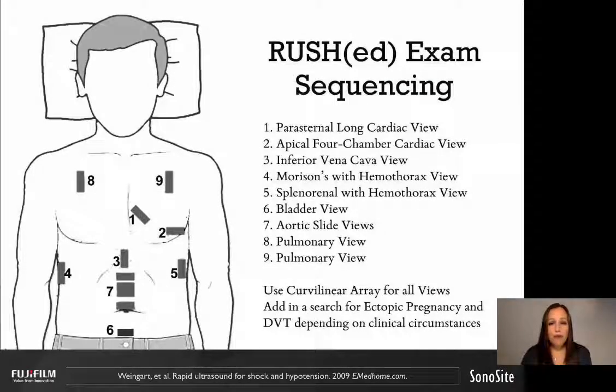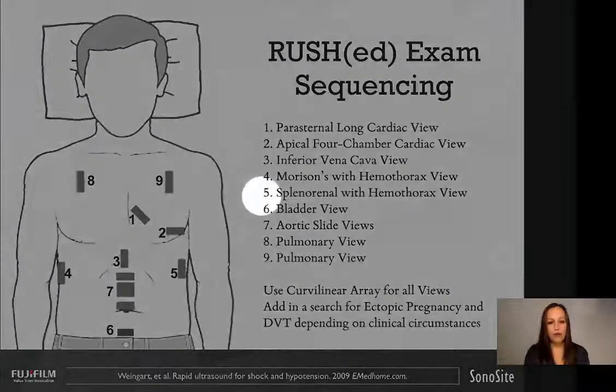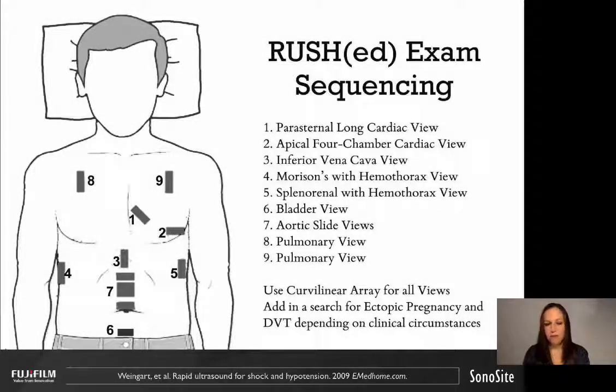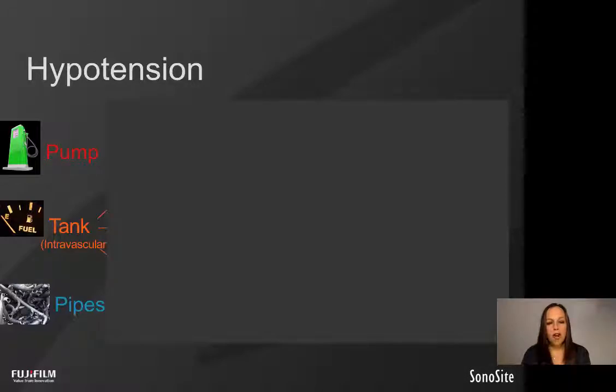Now, this is a review of the original shock protocol that Weingart and his group introduced. Now, you'll see here that there are quite a few views. We start with the cardiac views. We have inferior vena cava. We have abdominal views, aorta, and lung views. Now, these are a lot of different views to obtain.